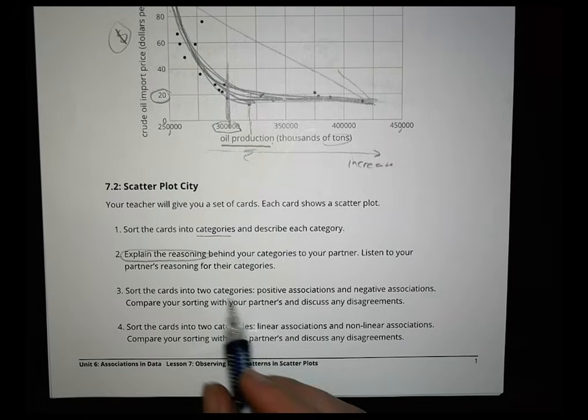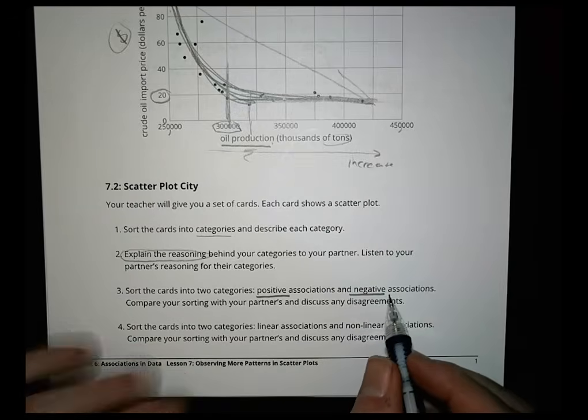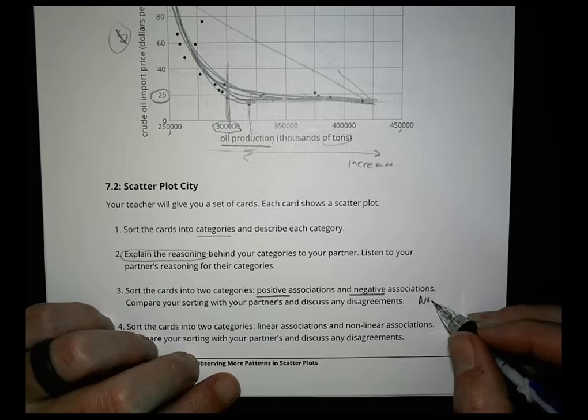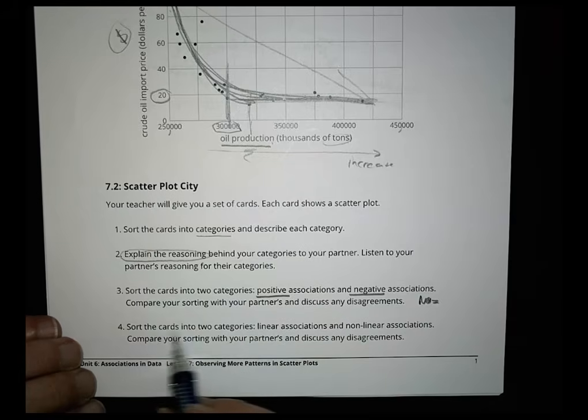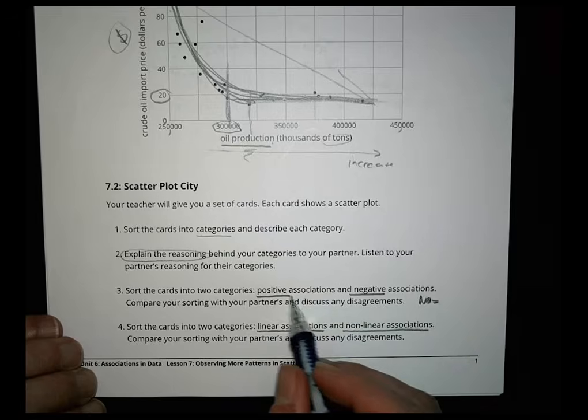Then it says to sort the cards into 2 categories: positive association and negative association. Now, just to let you know, you're also going to have no association, because some may not have associations at all. They may not make any sense. And then finally, sort the cards into 2 categories of linear associations and nonlinear associations.